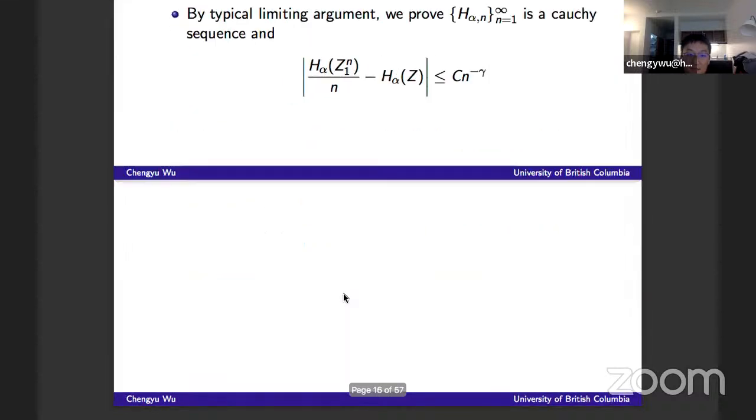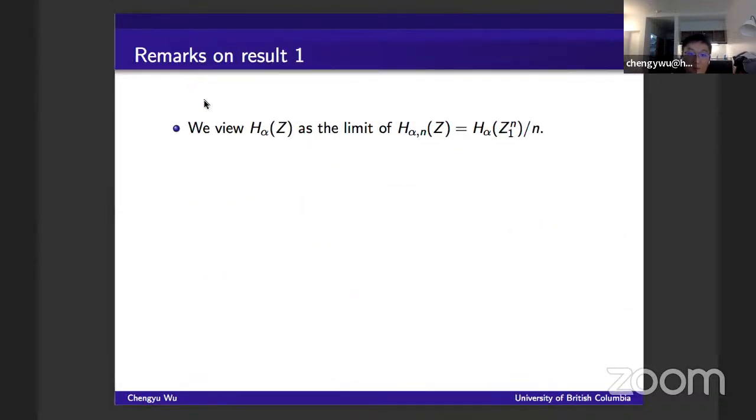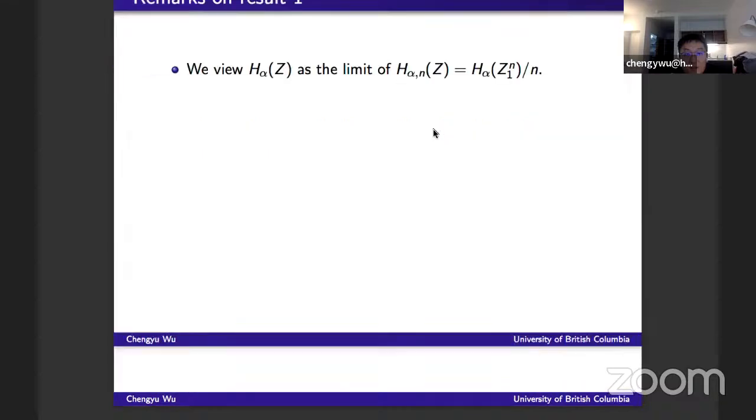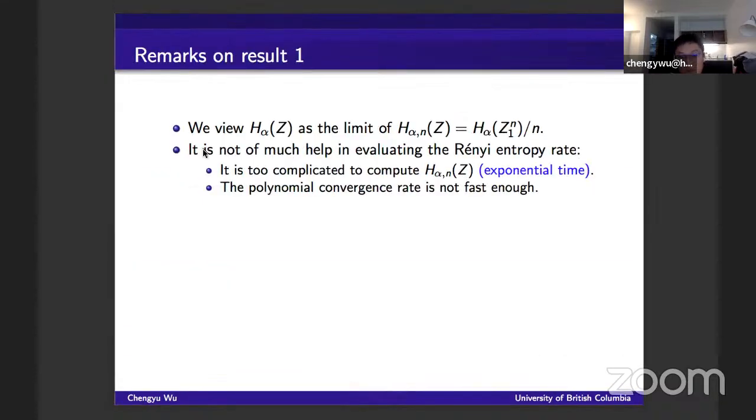And then the next step is maybe let me first give some remarks on our first result. The first one is that we view the linear entropy rate as the limit of the finite block version. And the second is that if you want to really compute the linear entropy rate of this given process, then this is not very helpful in the sense that the computation of this term is very complicated. It will take you exponential time. And the polynomial convergence rate is not fast enough. So we want to have a better convergence rate.